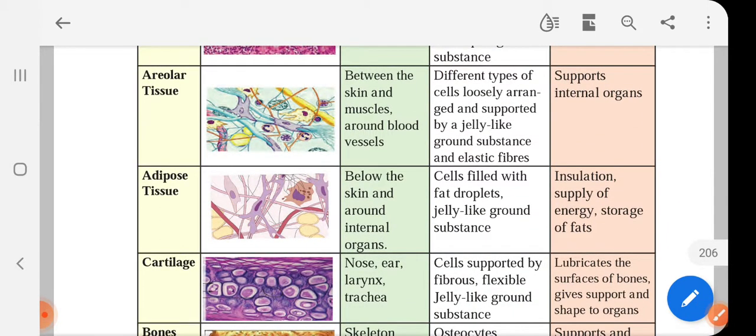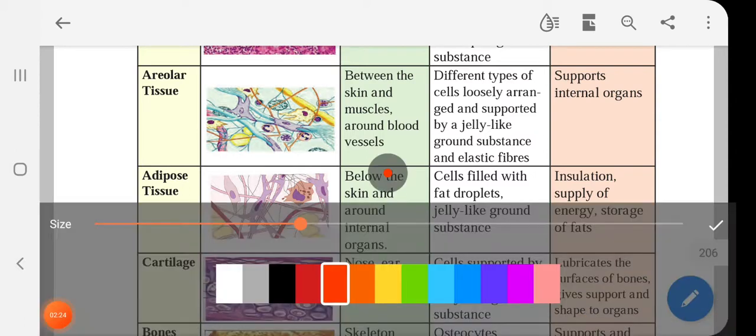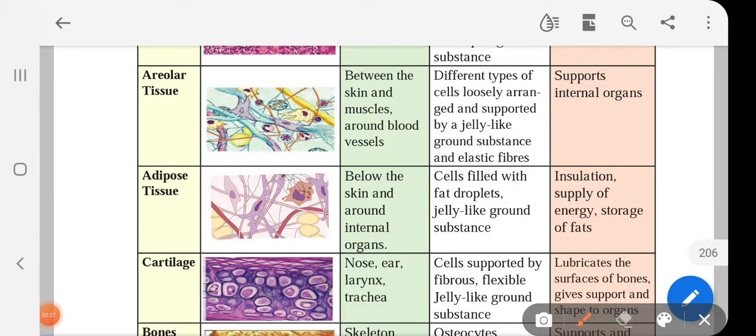Now if we talk about another one, areolar connective tissue. This is its structure or appearance. It is present between the skin and muscles, as well as around the blood vessels. There are different types of cells loosely arranged and supported by a jelly-like ground substance and elastic fibers, and they support internal organs. So they have the function of supporting internal organs.